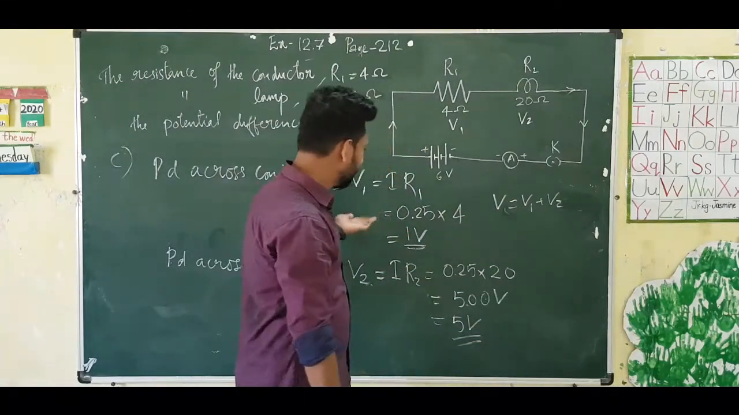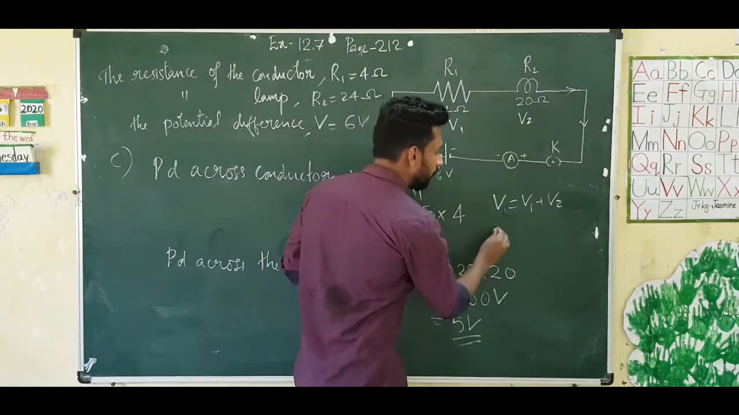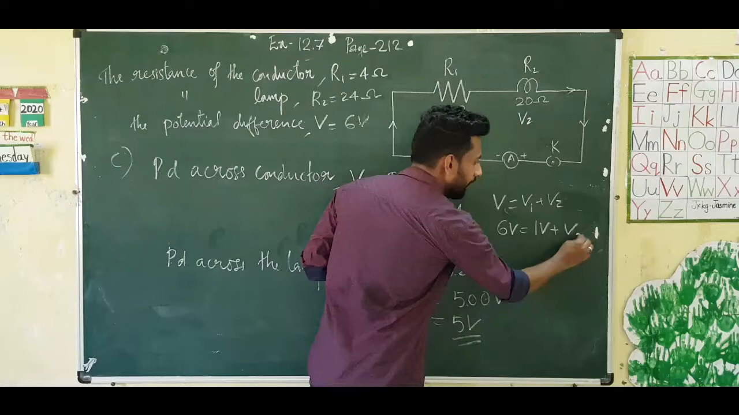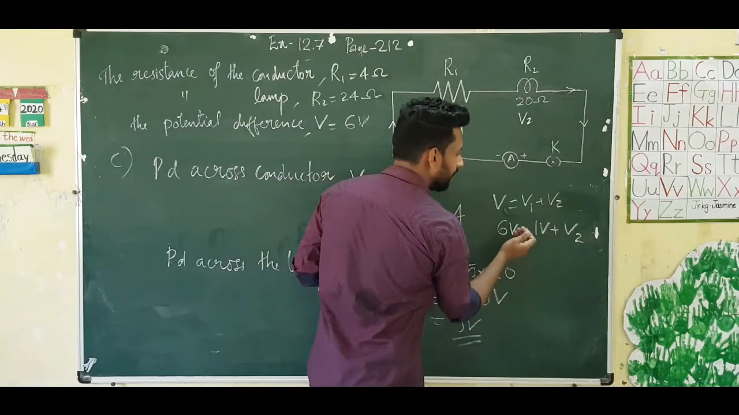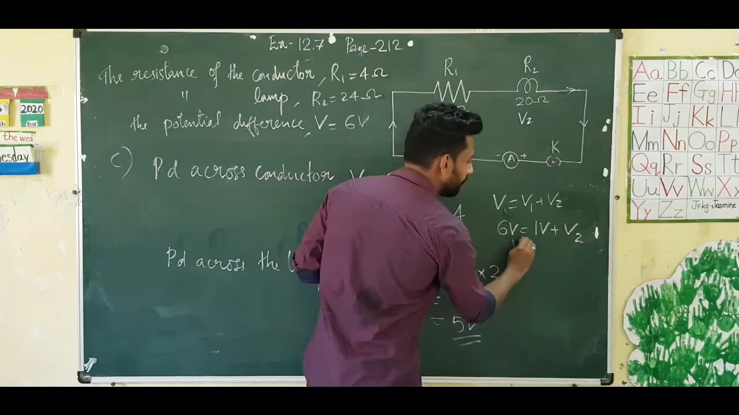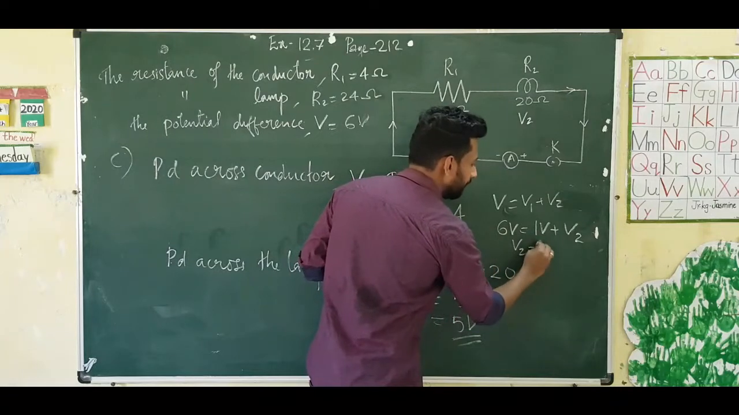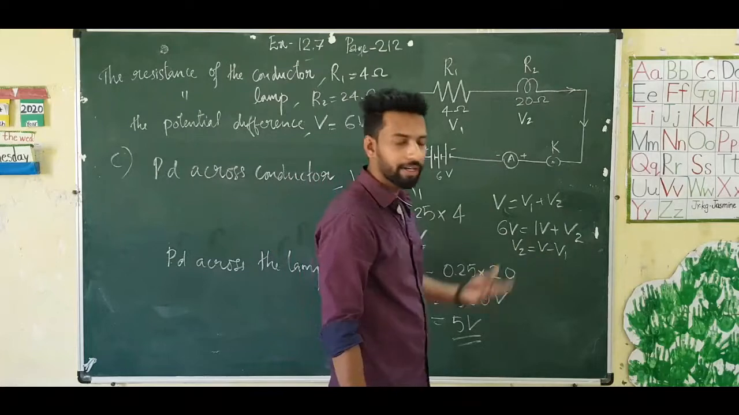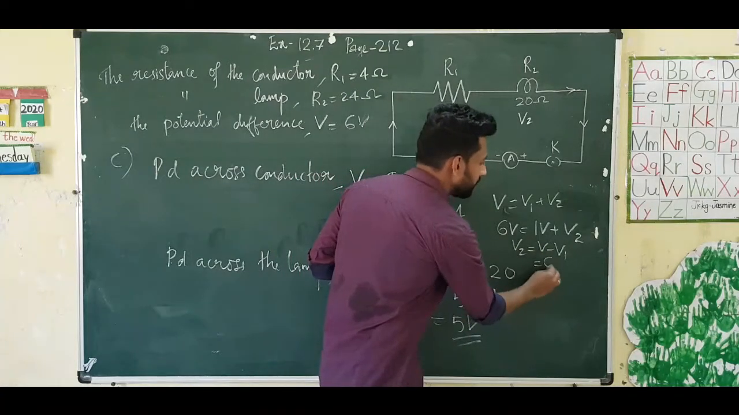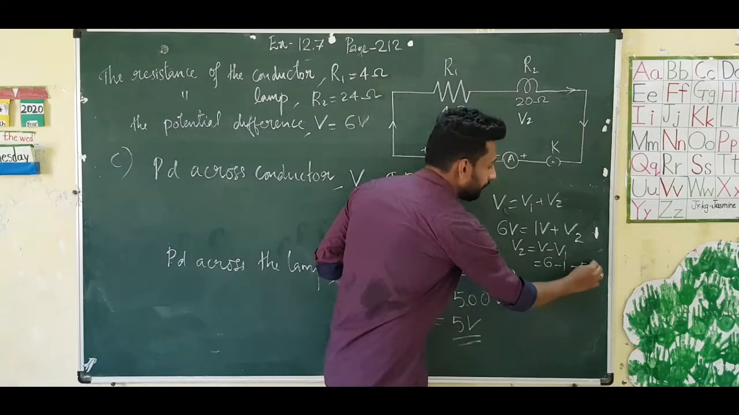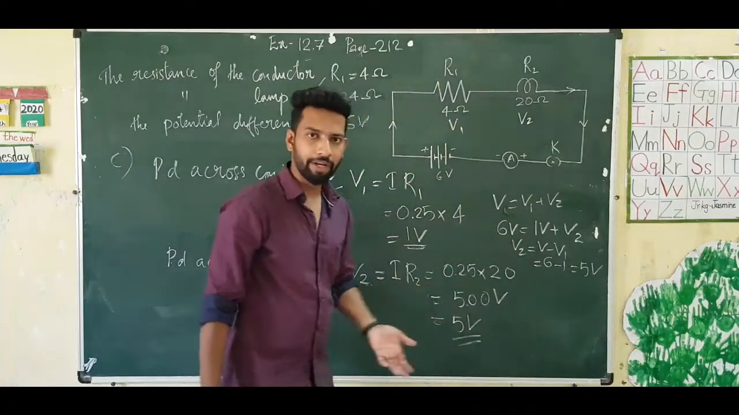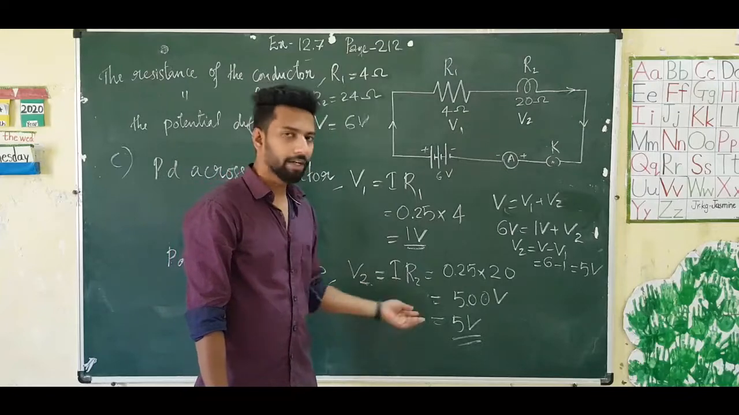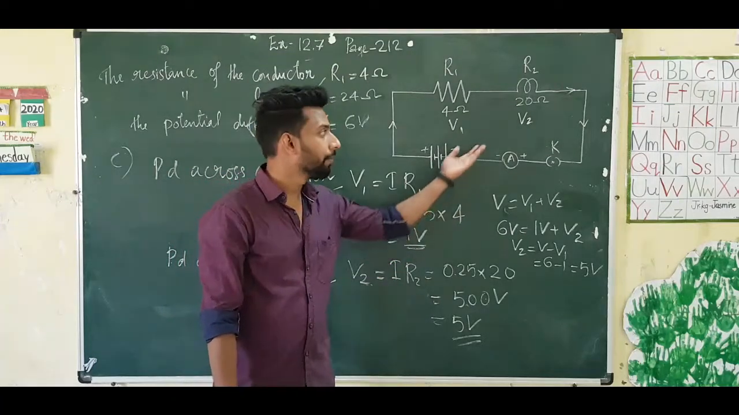So we got V1 as 1 volt and we know the total potential is 6 volt. 6 volt equal to 1 volt plus V2. Just rearrange the equation, then you will get V2 equal to V minus V1. Substitute the values: 6 minus 1 equal to 5 volt. In this way also you can calculate, but it is better to write the equation of Ohm's law and substitute. There are 2 methods to find the second potential difference.